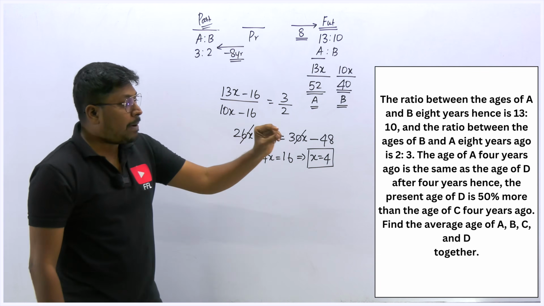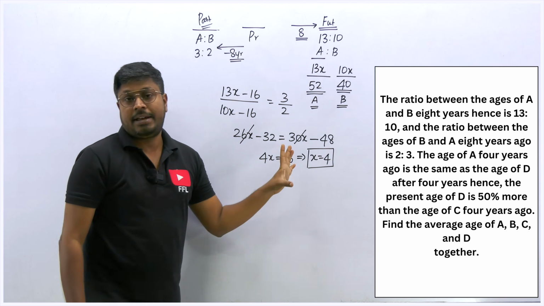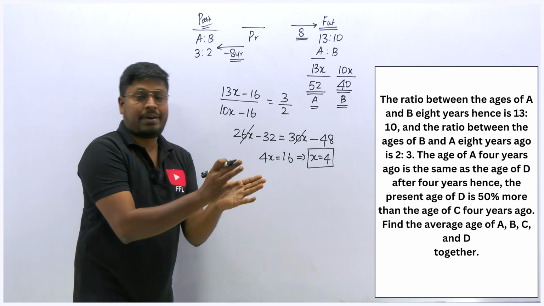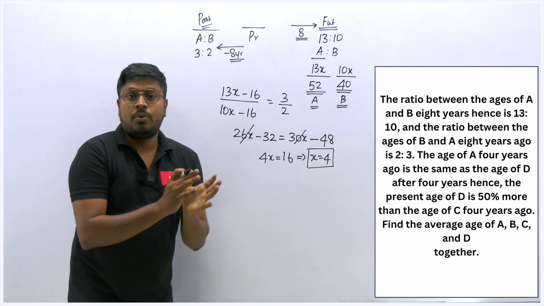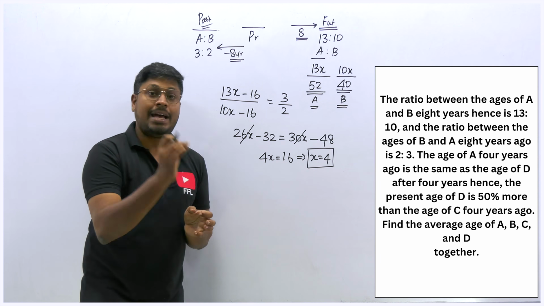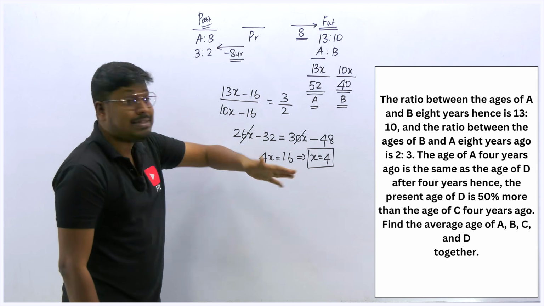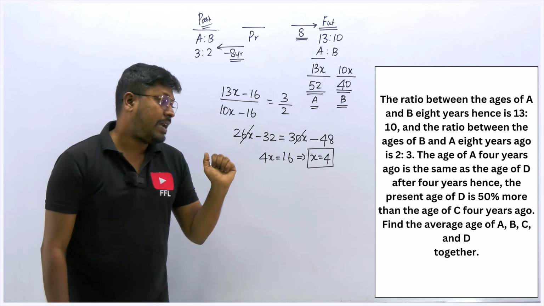So finally, by using the first two lines, we framed the equation to find the value of x. So after finding the value of x, we found the age of A and the age of B. So now getting to the remaining points, we still need to find C and D. Still a lot more to find here.